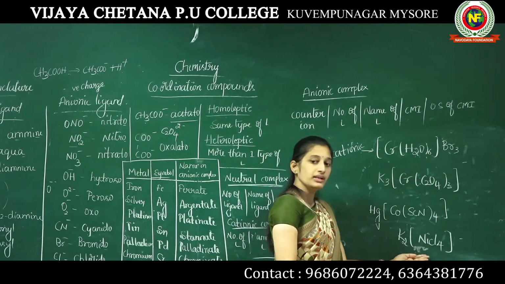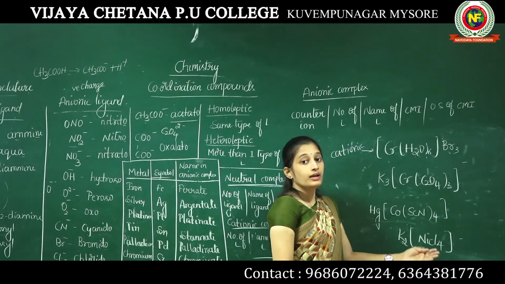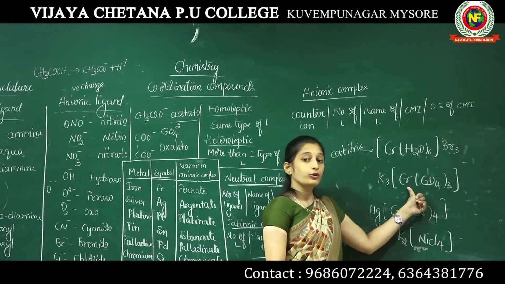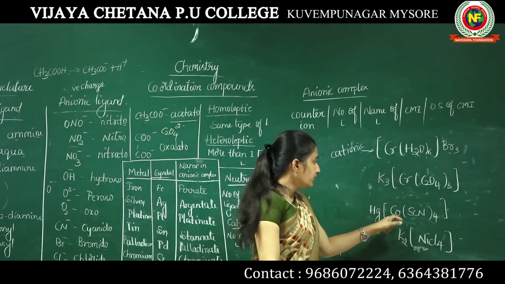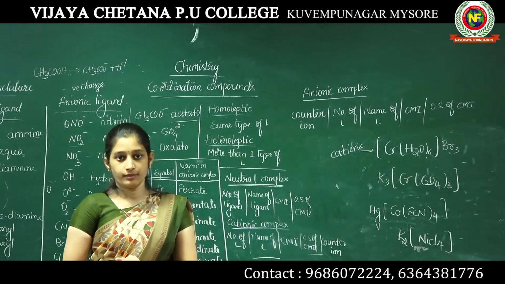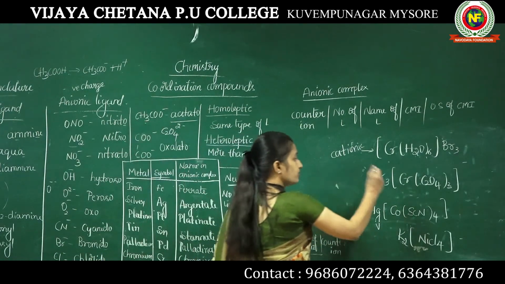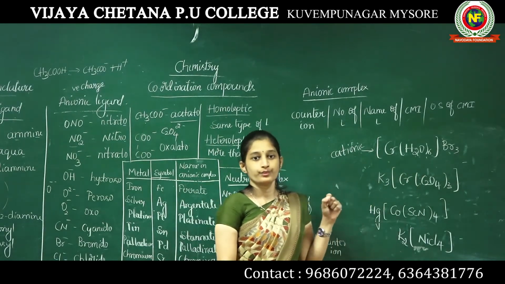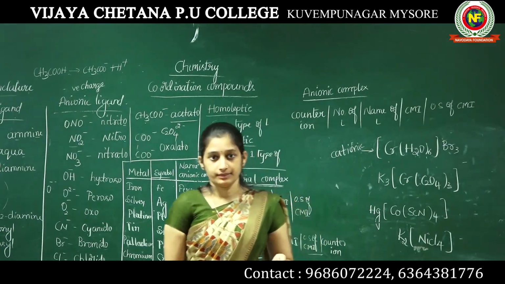This one is very simple. This is an example for an anionic complex. Anionic complex means this one also. The chromium becomes chromate, cobalt becomes cobaltate, nickel becomes nickelate. Just try to solve this. Try to name these particular compounds, then you can understand better.